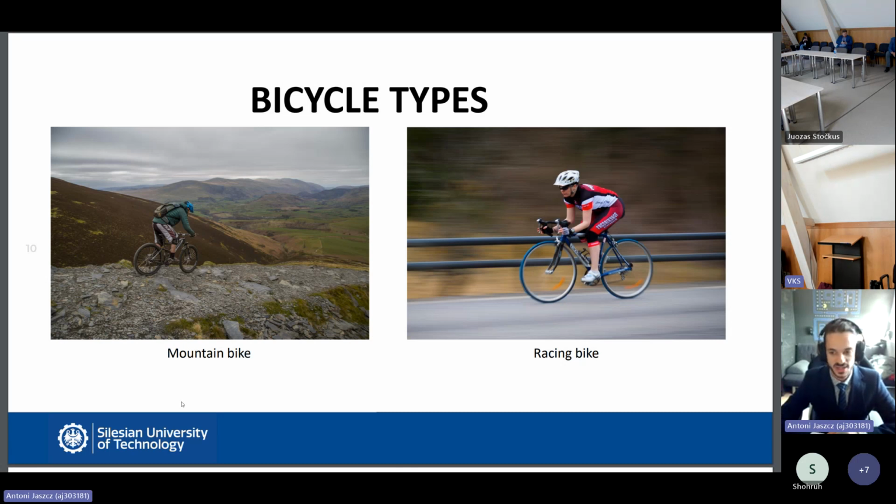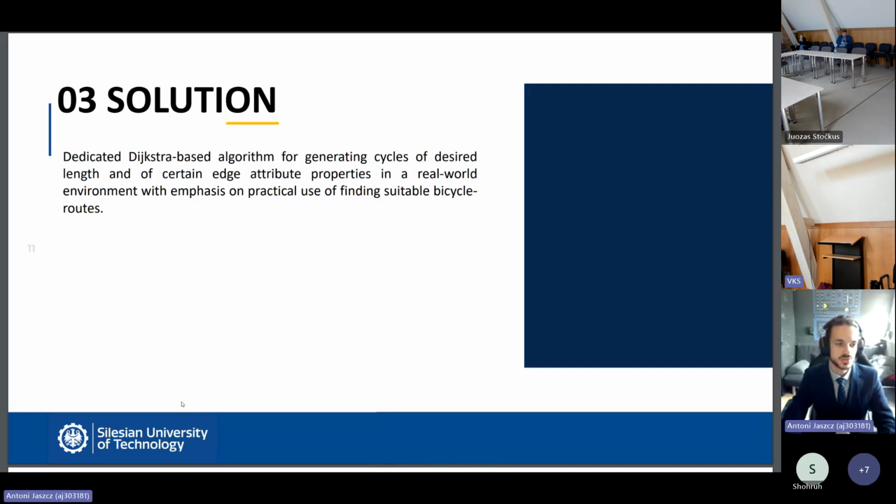For example, mountain bike and racing bike, which the users would like a certain quality of the surfaces to have. So, for example, with a mountain bike, we would like to ride along more off-road type surfaces, while with a racing bike, the more leveled and high-speed tracks are preferable. And the solution was to create a dedicated algorithm to tackle this problem.